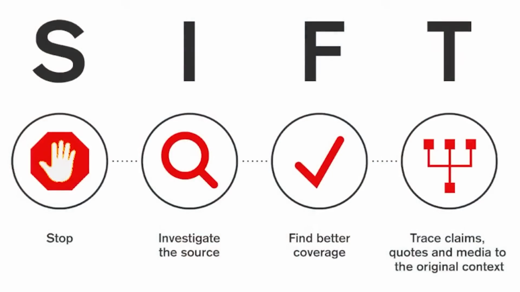And finally, the T stands for trace claims, quotes, and media back to the original article. So where did this information come from originally? Ways you can figure that out is you can try to use Google to search for articles or reports.